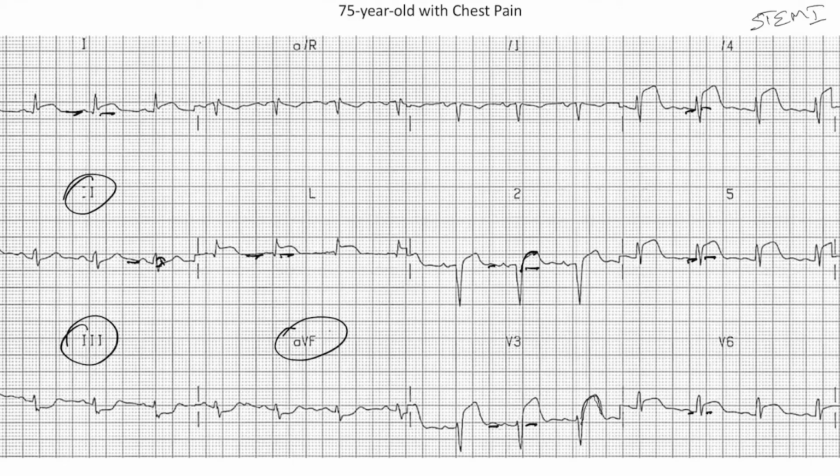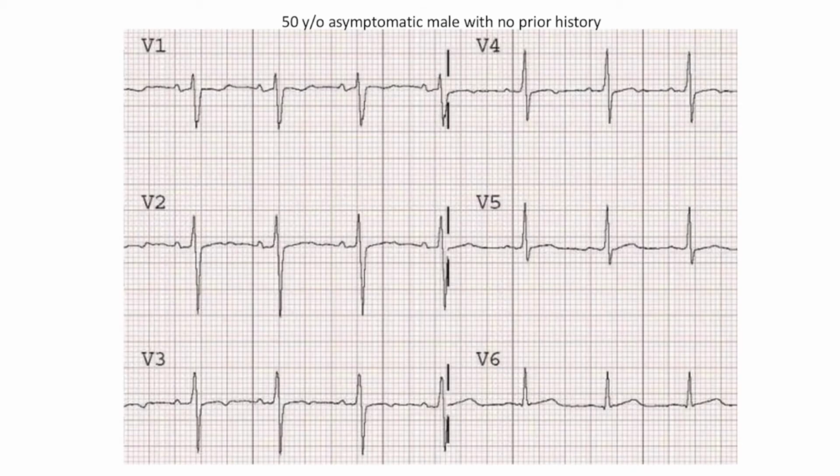Sometimes what appears to be early repolarization might actually be a myocardial infarction. Now, let's look at the next individual who's a 50-year-old asymptomatic male with no prior history. So, looking at the EKG, the rate seems to be about 100 or slightly less than 100. The rhythm appears to be sinus.